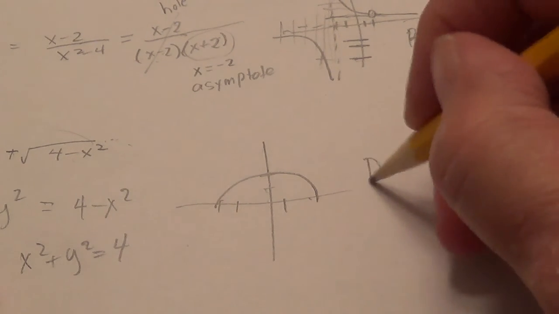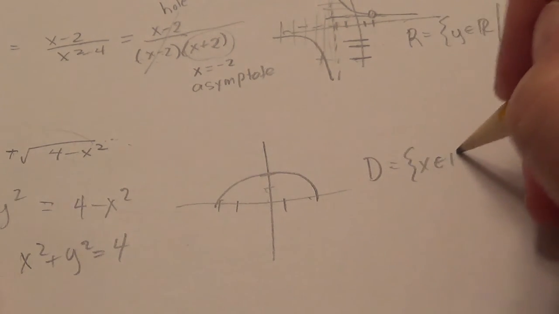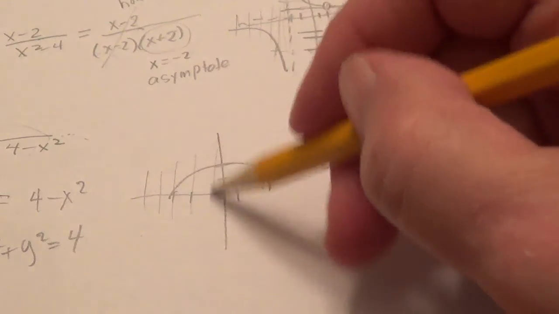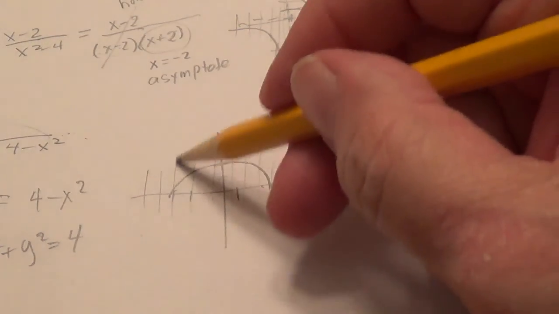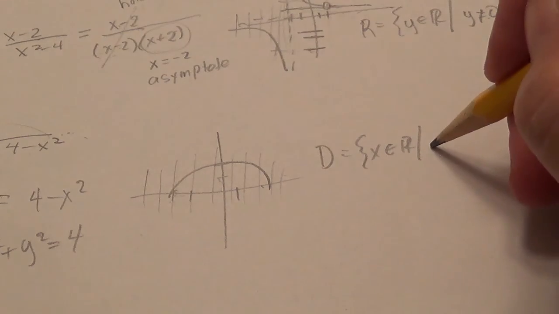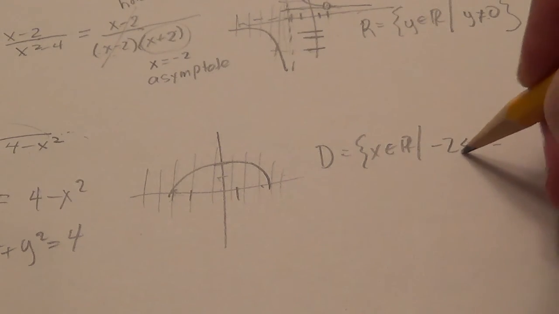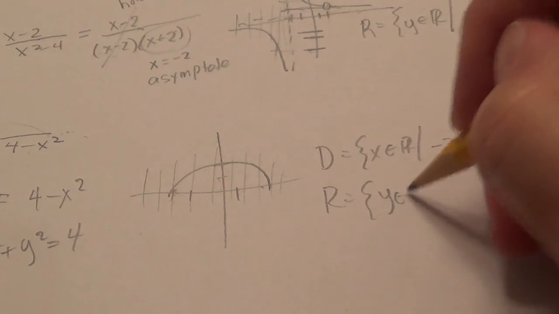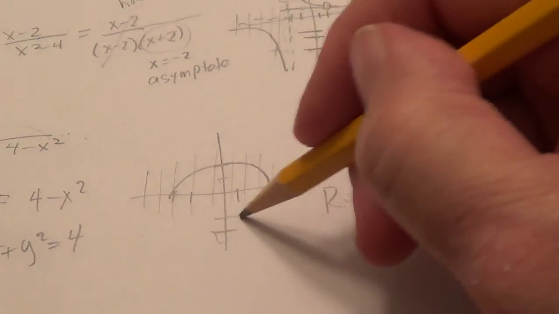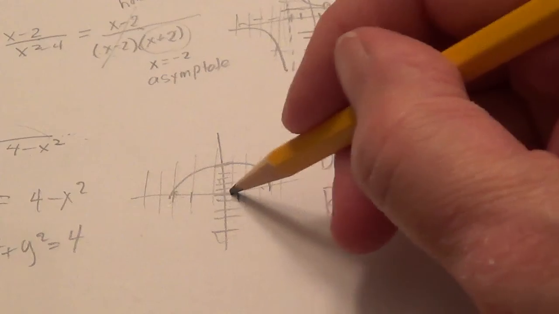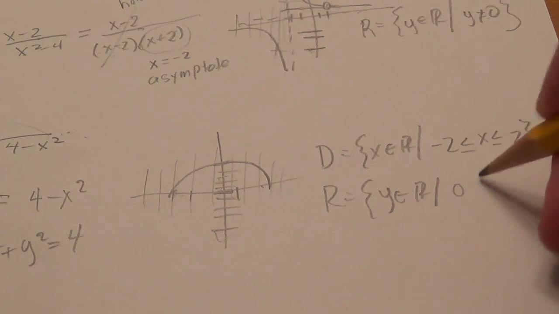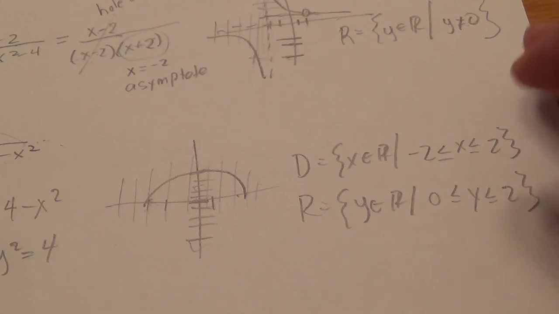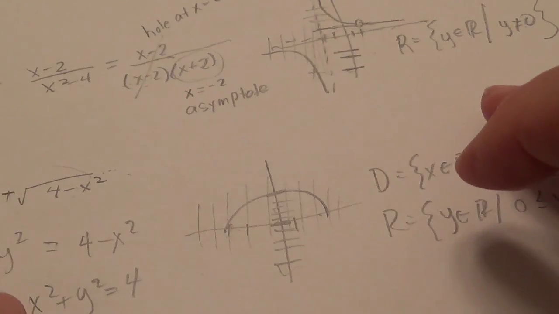So the domain is x, an element of the reals, such that what values for x are included in this graph? Can you see that the values for x that will connect to this graph go from -2 to 2, including 2 and -2? And the range will go this way, and it starts meeting the graph at 0 and will end at 2. All right. So I hope that helps you get started on number 13.